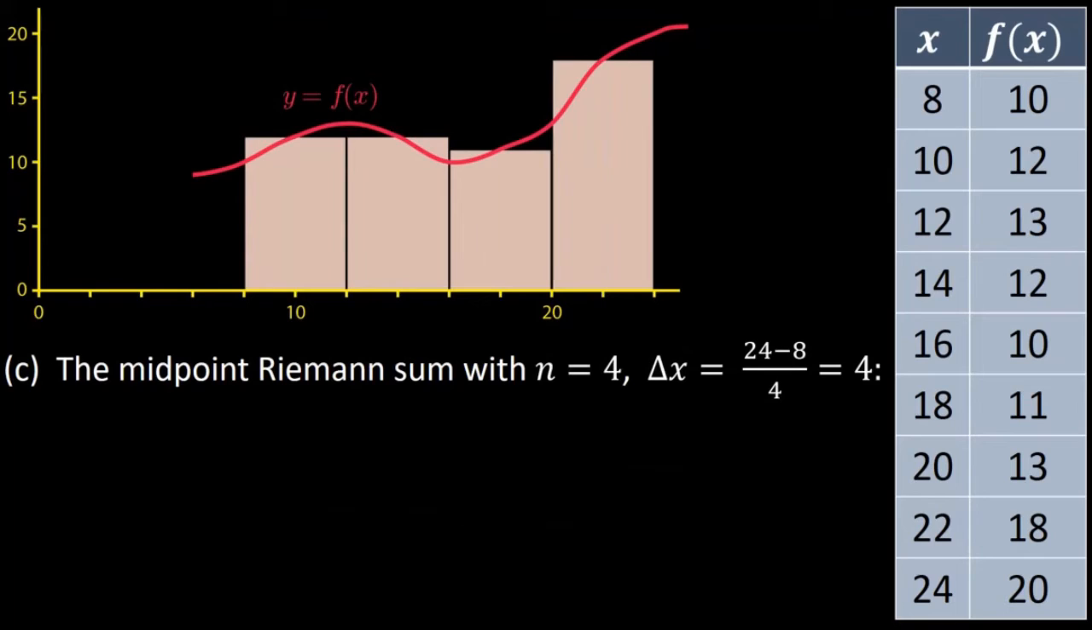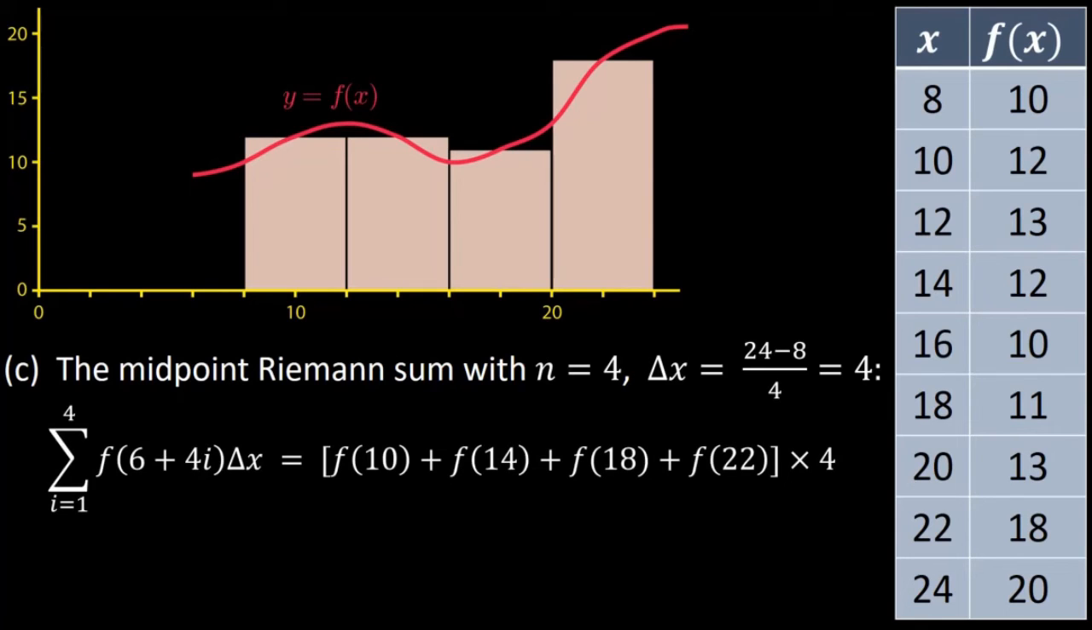Now, for part C, I have asked for the midpoint Riemann sum using n equals 4 subintervals rather than 8 subintervals. The reason is, if you want 8 subintervals of width 2, then you're going to have to evaluate the function at their midpoints, which is 9, 11, 13, 15, 17, 19, 21, 23. Those values were not given in the table. But using the 4 subintervals of width 4, the midpoints of the subintervals, you can see from my graph here, those midpoints are 10, 14, 18, 22. Those are points that are given in our table.